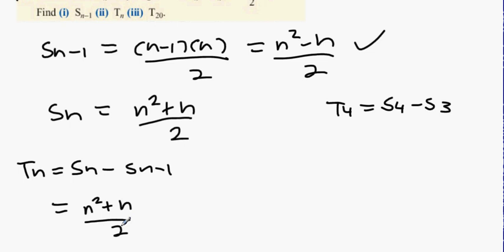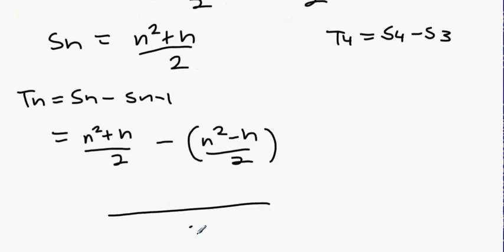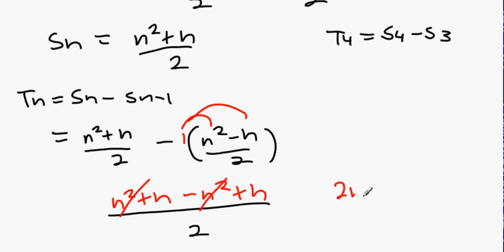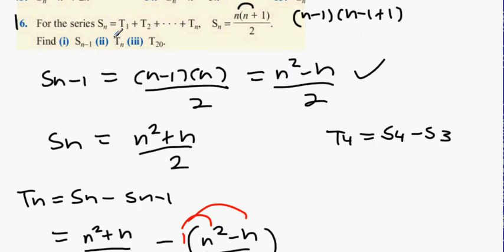And then the other one is going to be minus brackets n squared minus n over 2. So they have the same denominator, so all over 2, put the number 1 in here, multiply it out, we're going to get n squared plus n minus n squared plus n. N squared is cancelled, 2n over 2 gives me n. So the answer for this question is n.